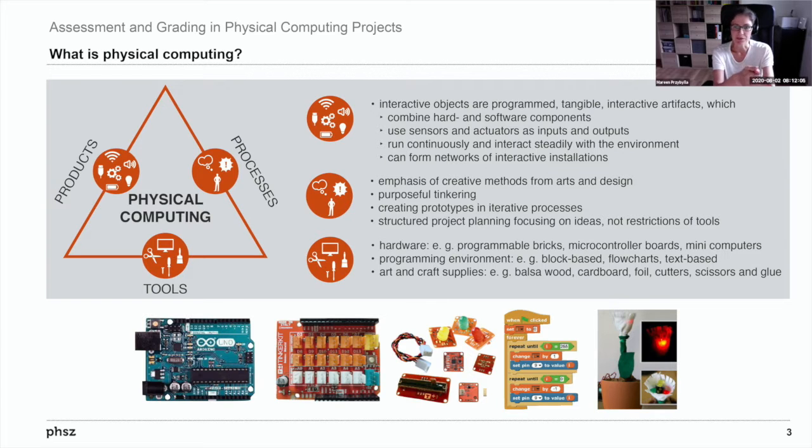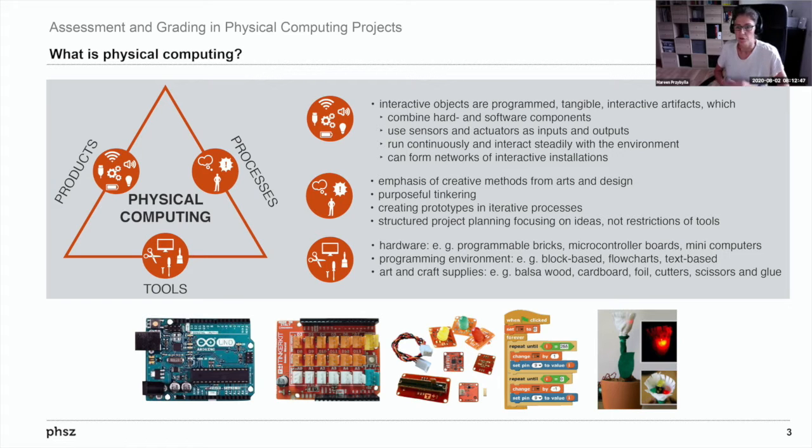That's what I very briefly understand when I talk about physical computing projects: interactive objects being designed. And concerning design, what is quite special about physical computing as opposed to, for example, robotics, is that we usually use methods from arts and design, a lot of creative methods. Basically, we encourage tinkering, we let students create prototypes, so we do not necessarily have a final product in the end, but prototypes that grow and become more advanced over time. Also, when planning the project, we rather focus on the ideas and not so much on the restrictions given by the tools that we use.